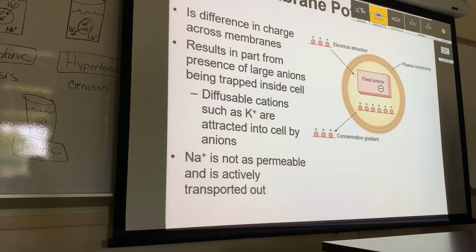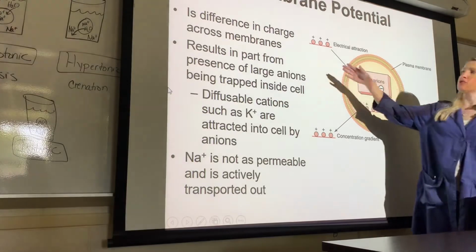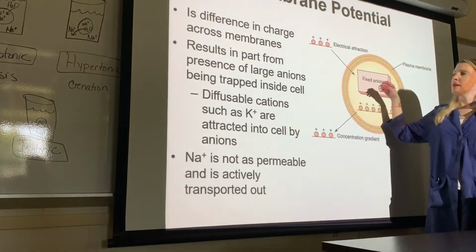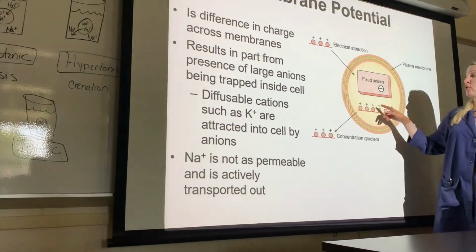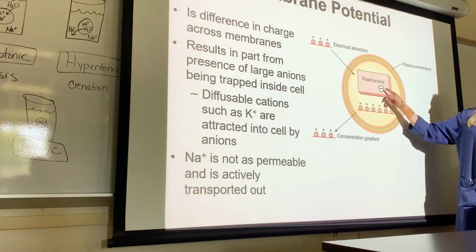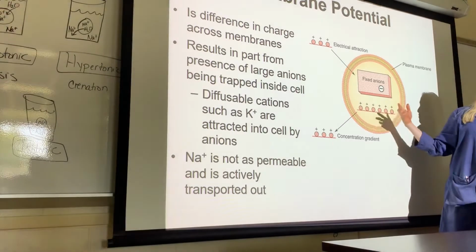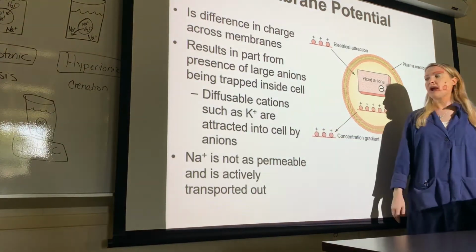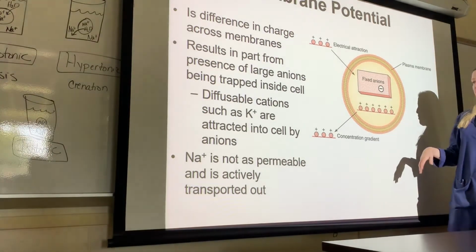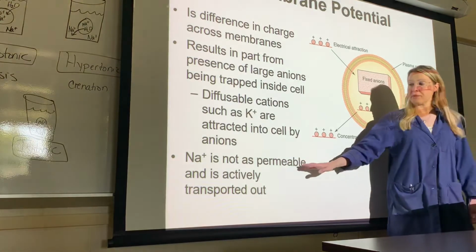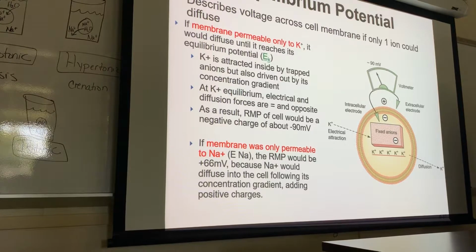Okay, so this is, again, the first slide. The membrane potential is the difference in charge across the membranes. More negative inside the cell than outside. It results in part from the presence of large anions, which are these proteins that are trapped inside the cell. They're too big, they can't get out. Diffusible cations, such as potassium, are attracted into the cell by these anions, the negatively charged proteins. Sodium is not as permeable, though, as we said.